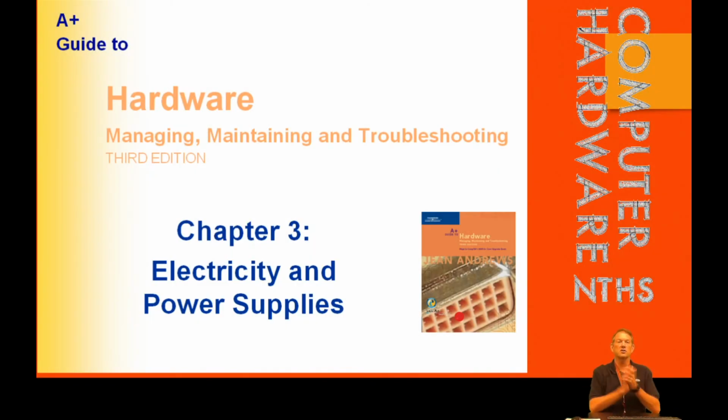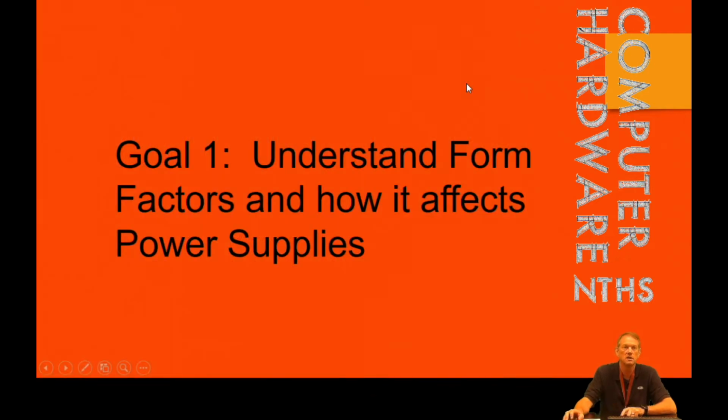All right, let's get started with Chapter 3. This chapter is on electricity and power supplies, and hopefully by the end of this chapter we'll understand electricity in general, and then power supplies and how to select them. That's the overall objective. So, goal number 1, understand form factors and how they affect our power supplies. Basically, these two ideas are very closely connected, and a lot of it we've already talked about in Chapter 1.